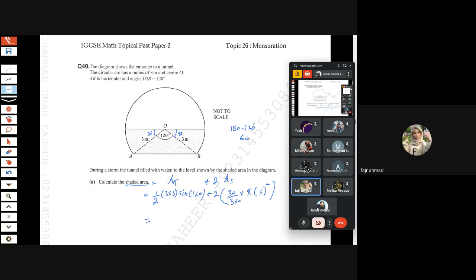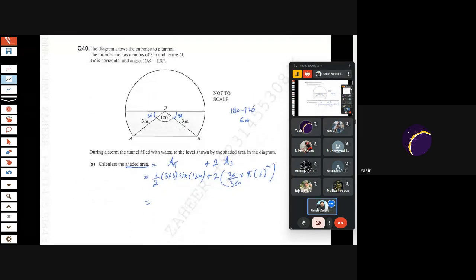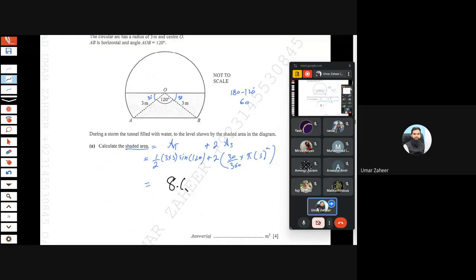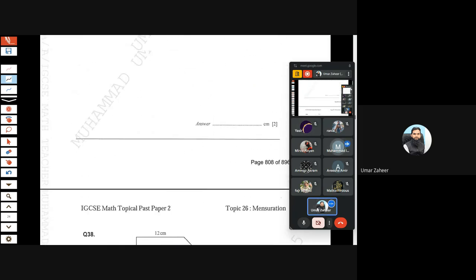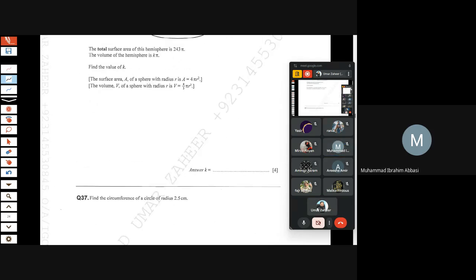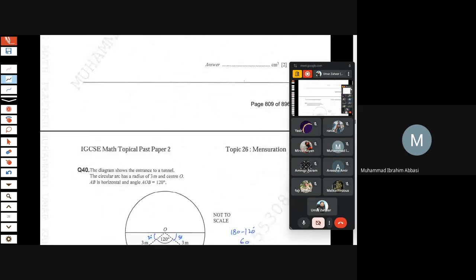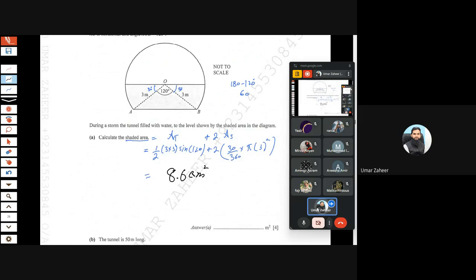8.6. Yes, sir. 8.6 centimeter square. Okay, in... No, sir. It's a meter. Okay, meter square.